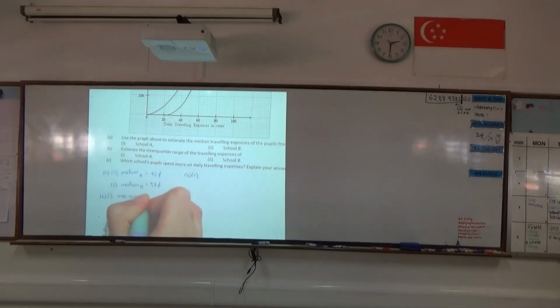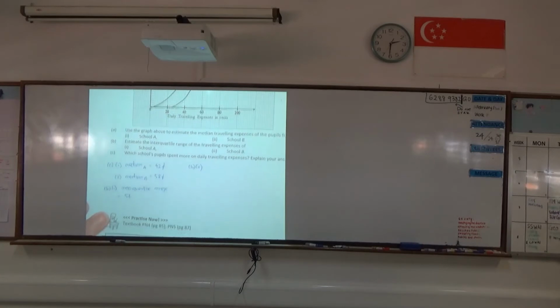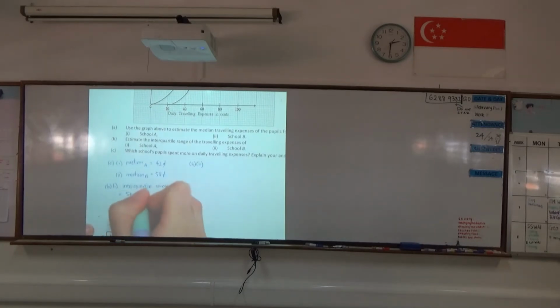Let me write it down. Interquartile range of school A, what would it be? Zhechen? 26. So we get 26 because our upper quartile is 56 and lower quartile is 30. So we get 26 cents.